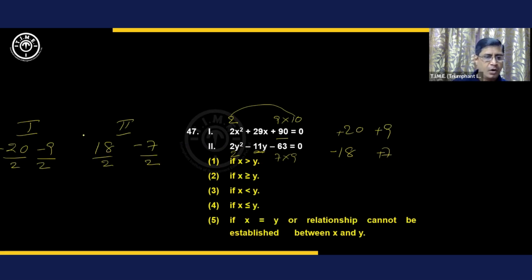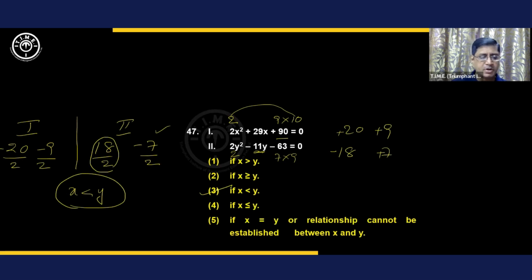Now simplify this. What is the simplification? Here the denominators are the same. Just observe the numerator values. Positive value 18 by 2. 18 is a positive value which is greater than the other two values, the roots of the first quadratic equation. Now if you observe, minus 7 is greater than minus 9 as well as minus 20. So what is the conclusion? X less than y. So the right choice is option number 3. The third choice is the right answer.